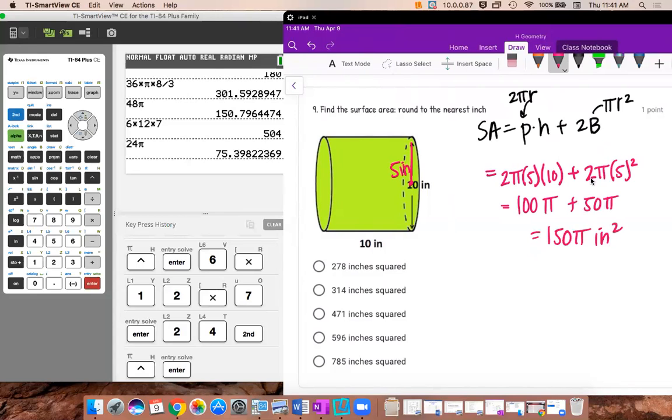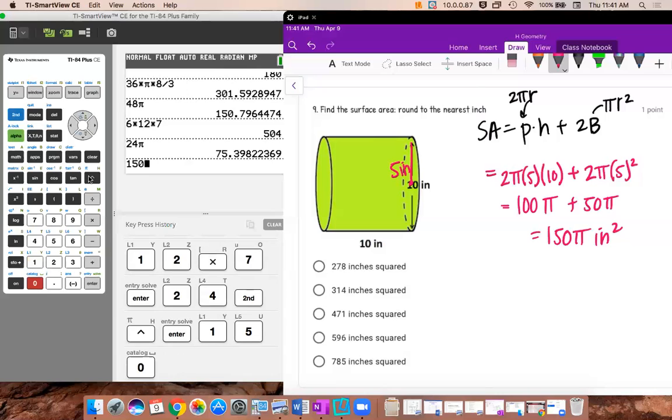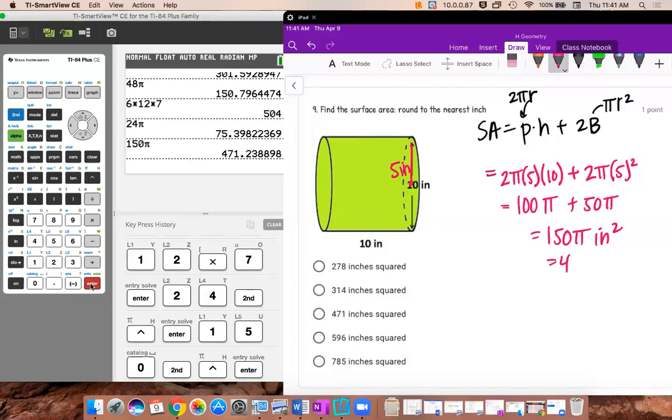It's going to be your surface area, but we're rounding again, so let's plug it in. So 150 times pi becomes 471 inches squared. And we're working with surface area, so it should be squared.